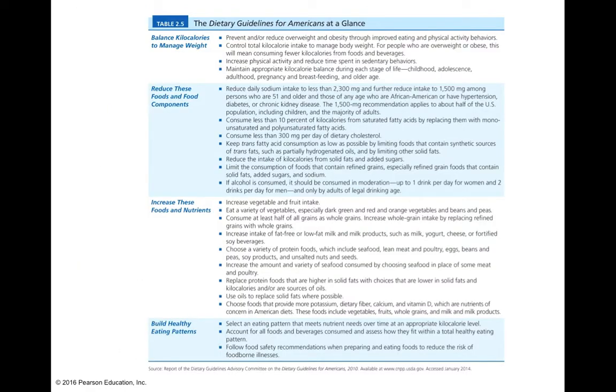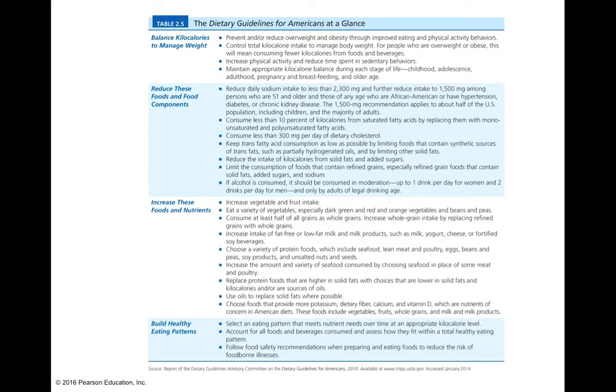So if you were to take a look at the Dietary Guidelines for Americans, it's a pretty long pamphlet, but in general it has some pretty important points. At a glance, one of the main objectives is to balance your kilocalories to help manage your weight. So you can prevent or reduce overweight or obesity by improved eating and physical activity. Control your total calorie intake to manage your body weight.